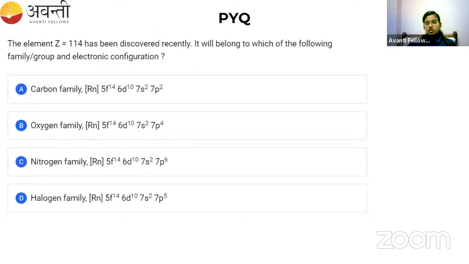Here is the question. Find out the answer first. The element with atomic number 114 has been discovered recently. It will belong to which of the following groups and which electronic configuration? Find out the answer first. First, you need to tell me the family it belongs to, and then you have to find out the electronic configuration.